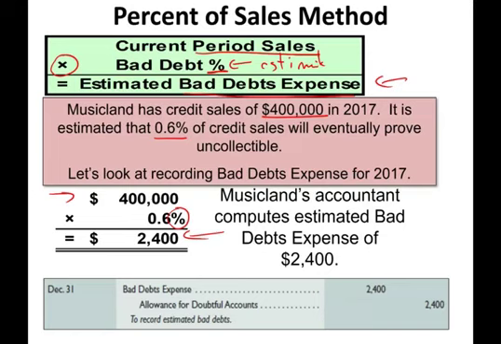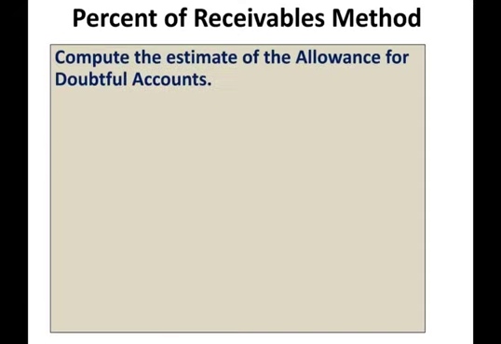We are simply done. That's basically what it takes. That's all it takes. That's it. Now let's take a look at the percent of receivable method. Under the percent of receivable method, we compute the estimate of the allowance for doubtful accounts.